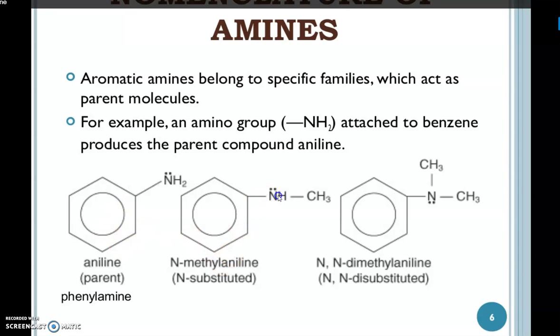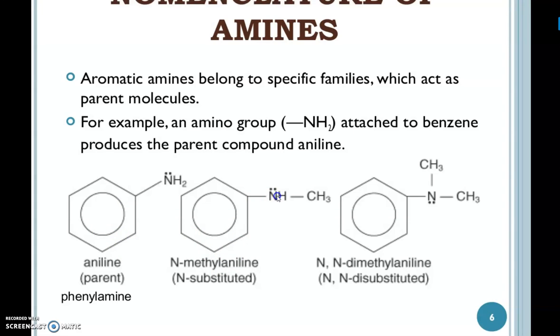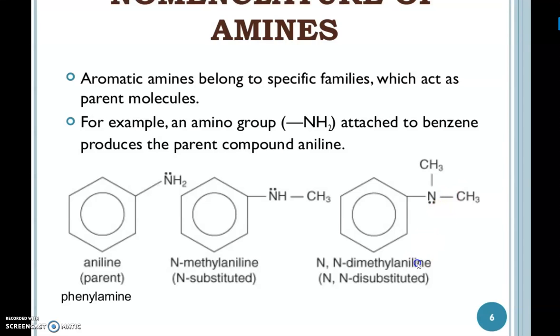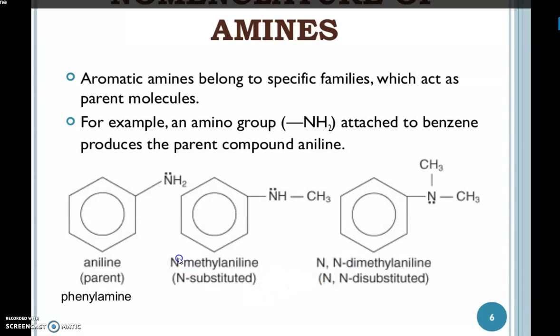Similar to that, we give the prefix N if there is any other group: N-methyl aniline. Then N,N-dimethyl aniline. We have to write it corresponding to the parent chain. We put the prefix N, then aniline. So to the aniline, one CH3 is there, so N-methyl aniline. To the aniline, two methyl groups are there, but we have to give the prefix N, N-dimethyl aniline.